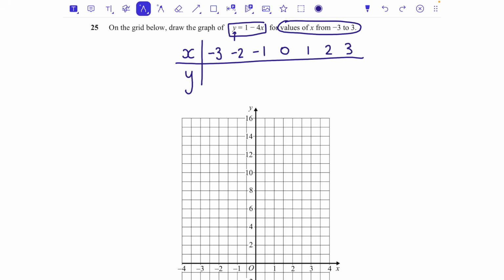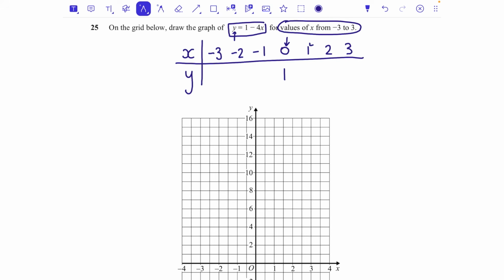So let's start with 0. That's always going to be the easiest one to do. So for this one, for 0, we need to do 1 take away 4 lots of 0. So 1 take away 4 lots of 0. Well, 4 lots of 0 is just 0. So 1 take away 0 means that's just going to be 1.